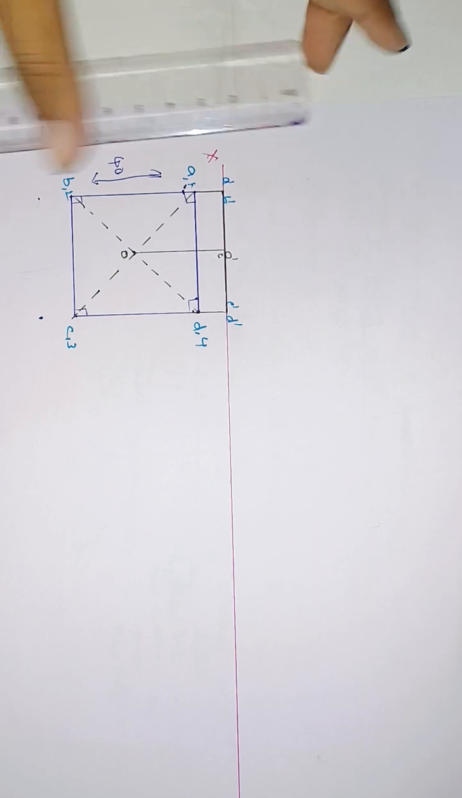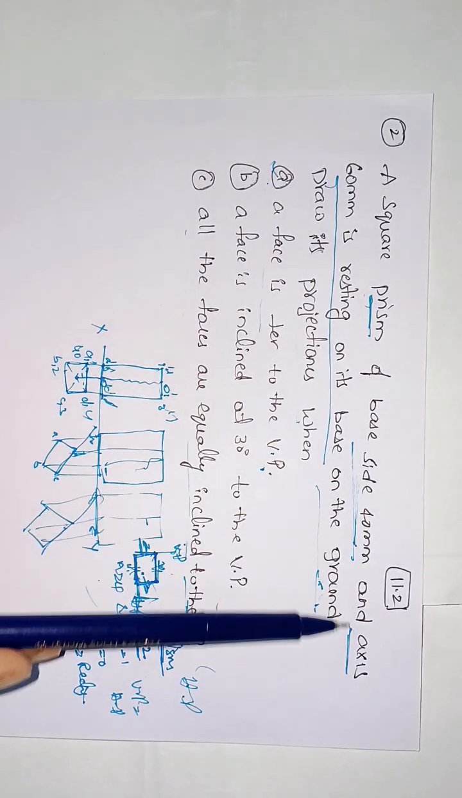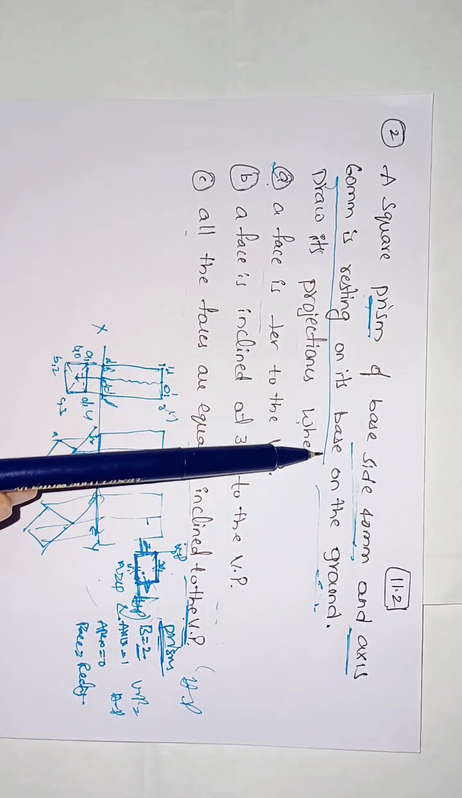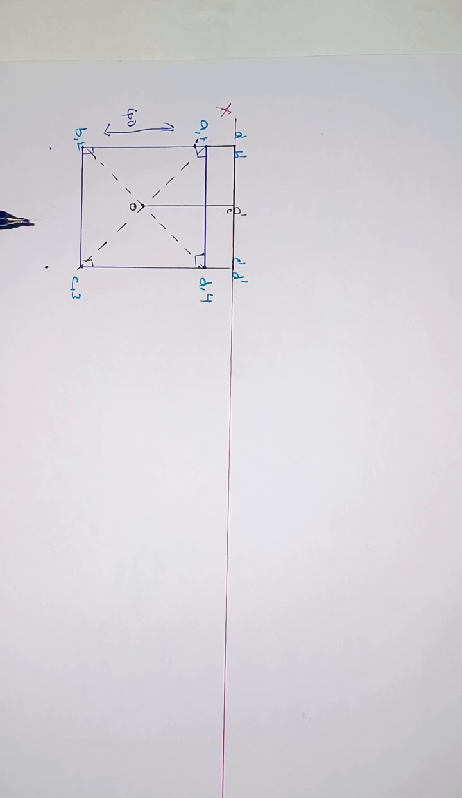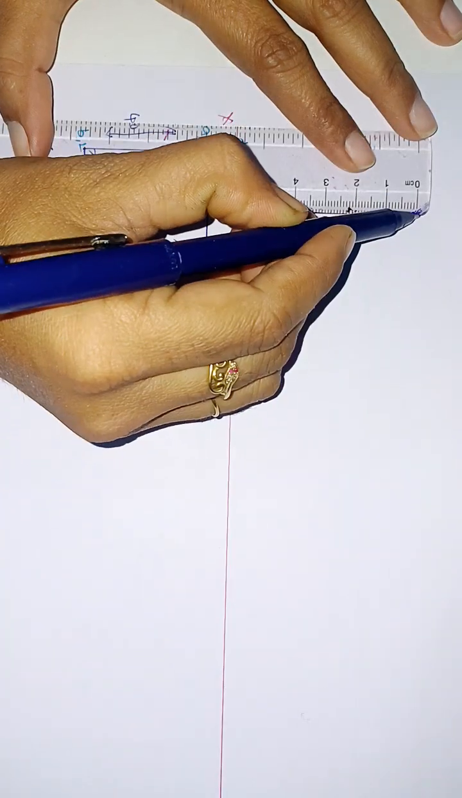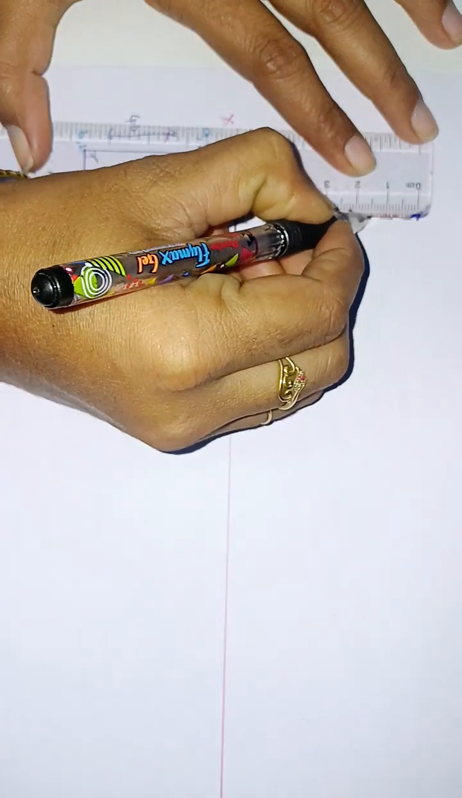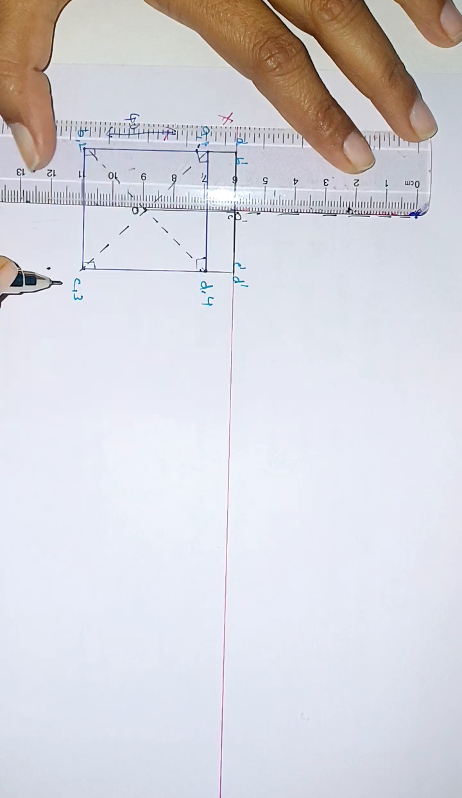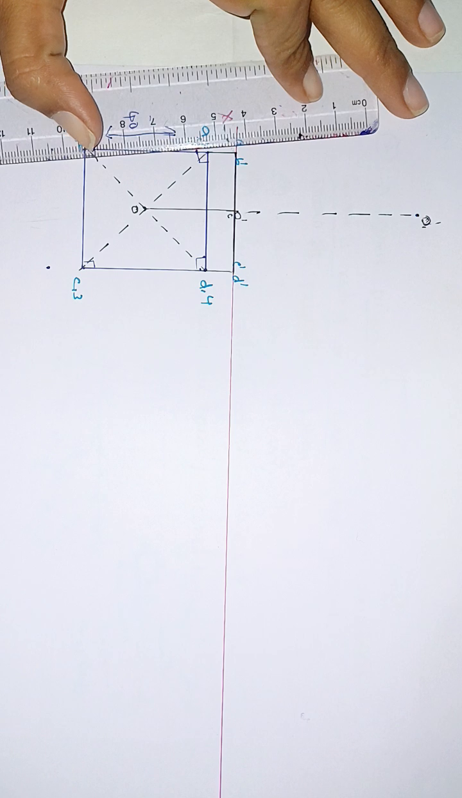And the axis is given in the problem. Axis is equal to 60 mm, and the axis is resting on its base. So draw an axis line that is 60 mm. Take the scale and draw 60 mm. That is a dotted line, and it should be O1 prime. This one is O prime.